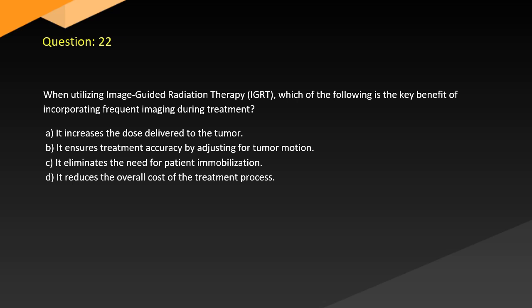Question 22. When utilizing image-guided radiation therapy, IGRT, which of the following is the key benefit of incorporating frequent imaging during treatment? A. It increases the dose delivered to the tumor. B. It ensures treatment accuracy by adjusting for tumor motion. C. It eliminates the need for patient immobilization. D. It reduces the overall cost of the treatment process.